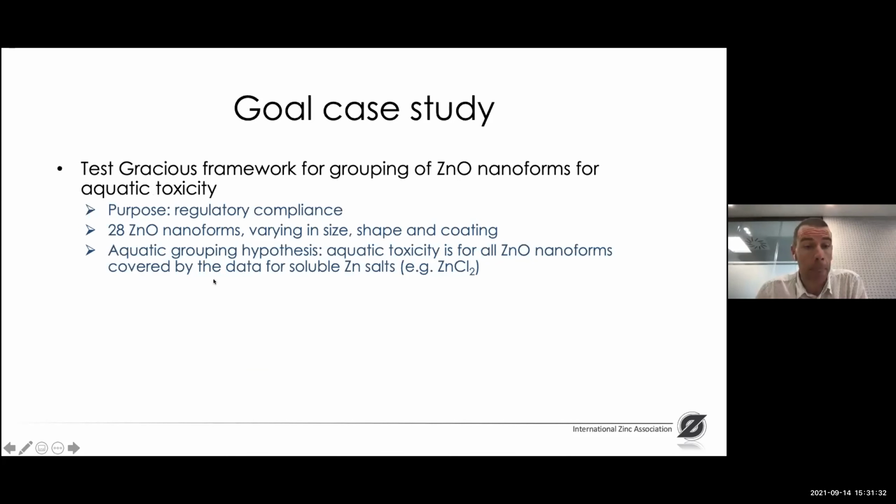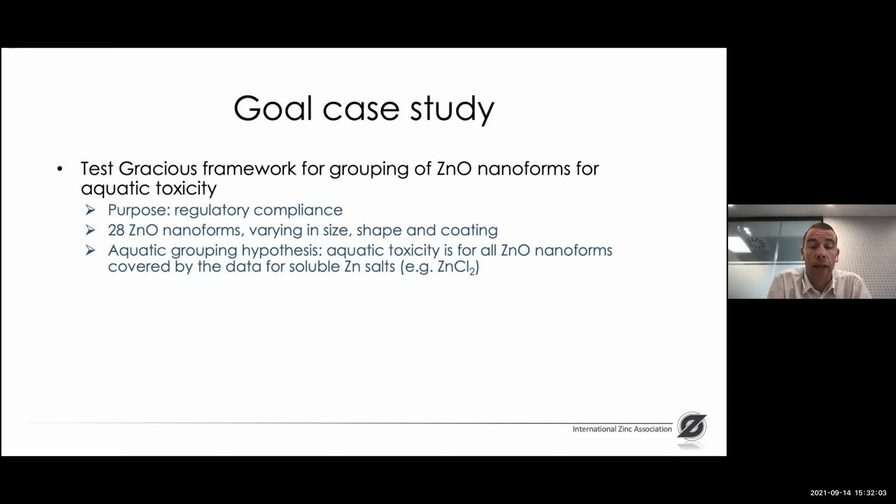Because of that, a lot of data have been generated, and it looked very interesting to us to also test all this data for the GRACIOUS framework for the grouping of zinc oxide nanoforms for aquatic toxicity. So with all these data, if we follow the IATAs and the decision notes from GRACIOUS, where would we end up? The purpose was regulatory compliance, mainly REACH related.